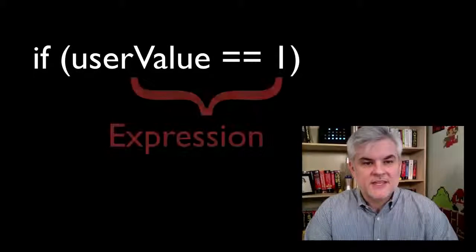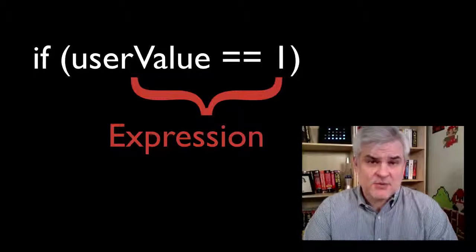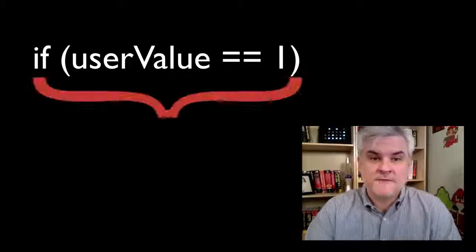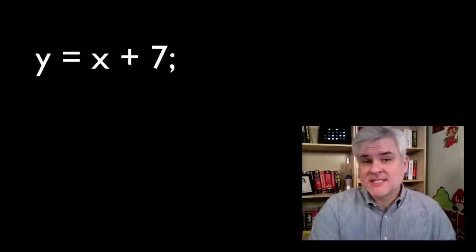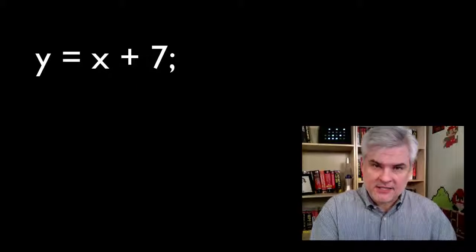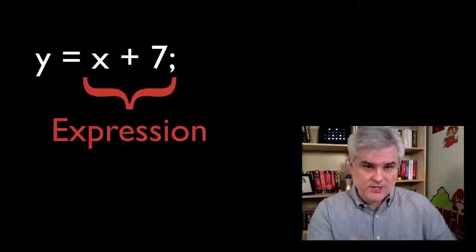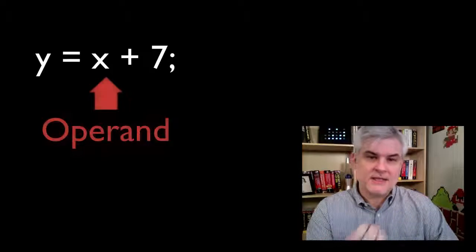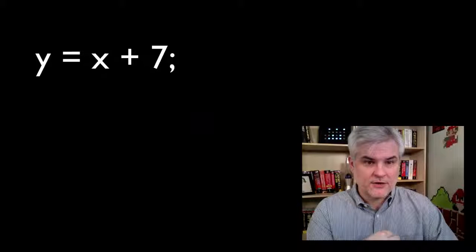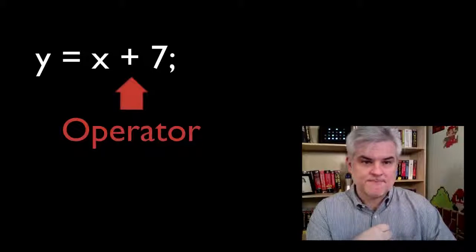And if we look at the next one, if userValue == 1. The userValue == 1 is an expression. It's a part of the entire statement, not the entirety in and of itself. Just having that by itself means nothing. We'll come back to that in a moment. y = x + 7. The x + 7 part is an expression. The x part is a variable we created. That is an operand. The operator is the plus symbol.